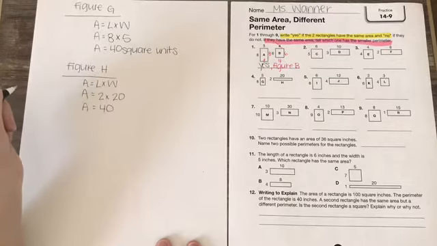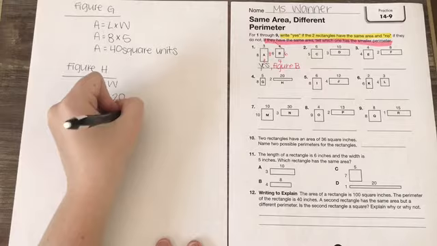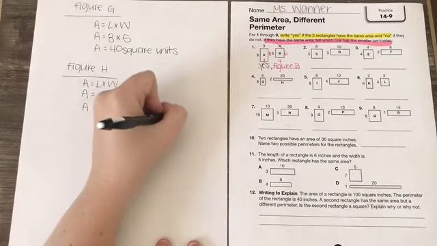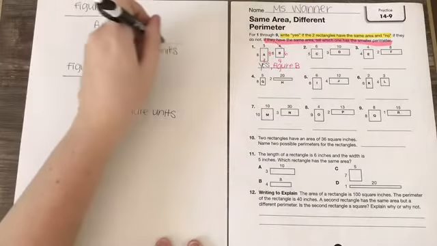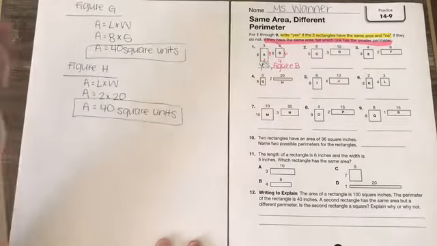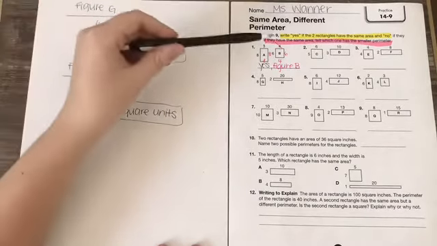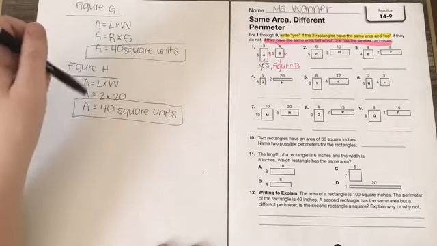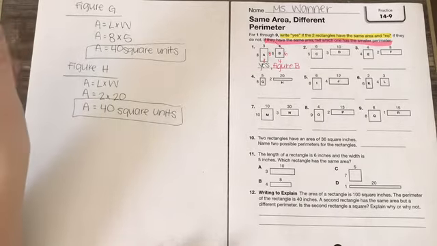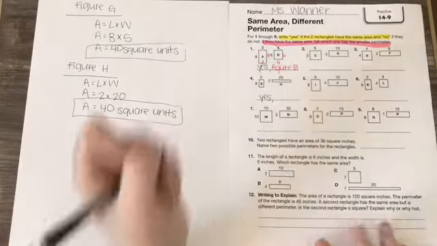And then are we done? Exactly. We cannot forget our square units. Okay, so now we found our square units. Now we have to answer our first question. So, do these two rectangles have the same area? Yes, they do. So I'm going to write yes on my line. Would you do that as well?